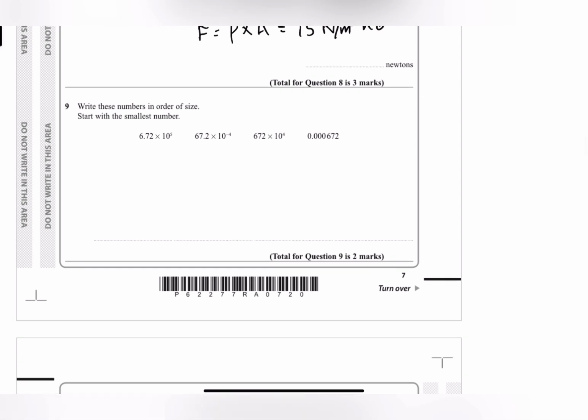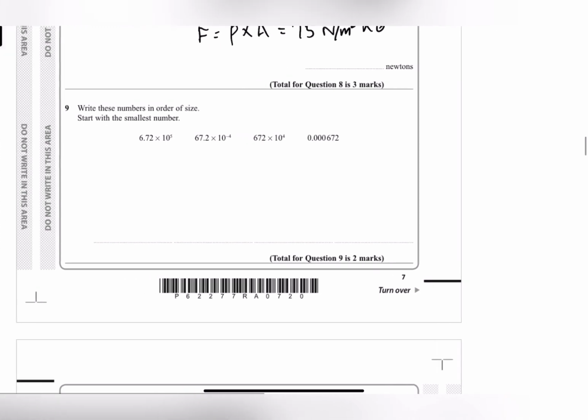Write these numbers in order of size, starting with the smallest number. So here you have to find the smallest number. The smallest number you can see will be this one, right? So let's call this 1. This is your order. And then the second number will be this, so you just call that 2. Your third number will be this, let's call this 3, and this is going to be your fourth number. So those are the answers for this problem.